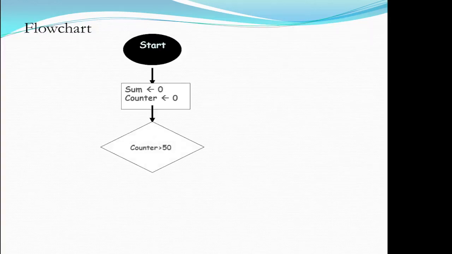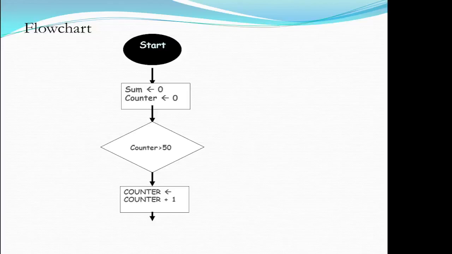We need a diamond: counter is greater than 50. If yes, we stop, which means going to step 6, printing. If no, the program continues. Let's say it is no, counter is not greater than 50, because counter is 0 now. Then process again: counter is equals to counter plus 1, which means 0 plus 1 is 1. So counter is 1 now.